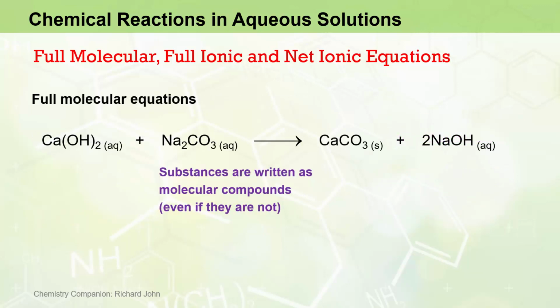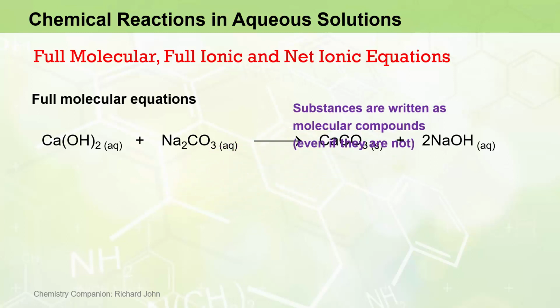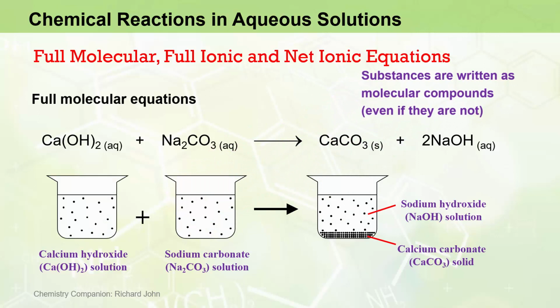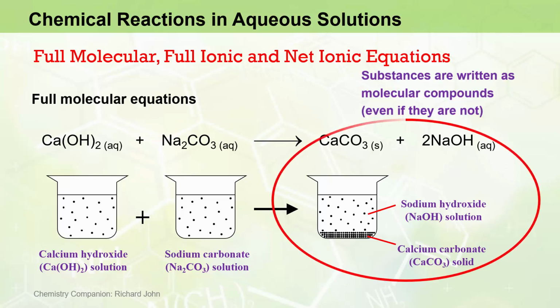In full molecular equations, substances are written as if they were molecular in nature, even if they are not. Full molecular equations are very useful as they allow us to physically imagine or picture exactly what is going on with each reactant and each product in solution. For example, when this equation is written as a full molecular equation, we can easily imagine that this solution here is being mixed with or reacted with this solution here to produce these products over here. One of which is a solid precipitate that settles to the bottom of the container, and the other is a soluble salt in aqueous or dissolved form in solution.